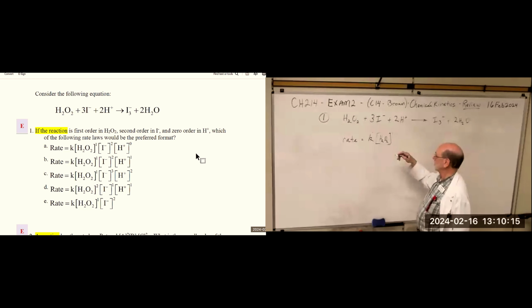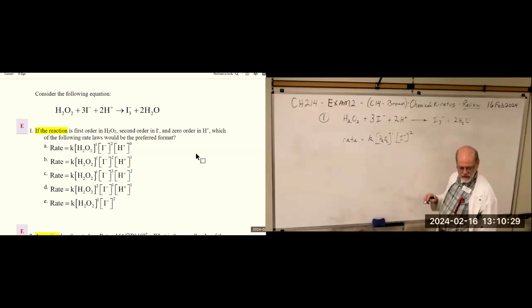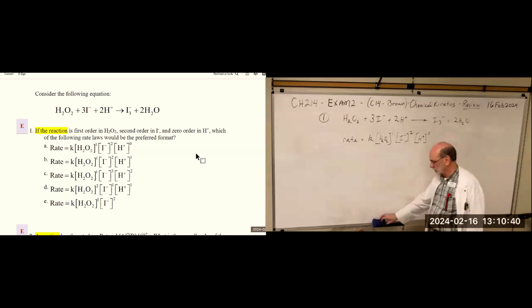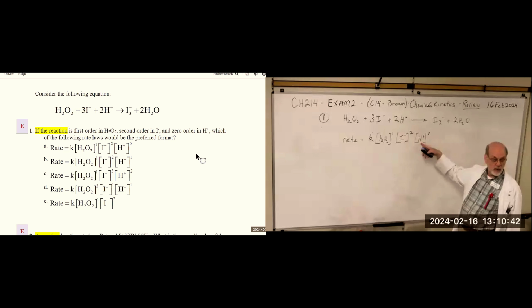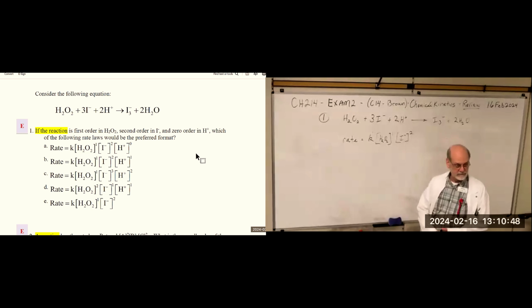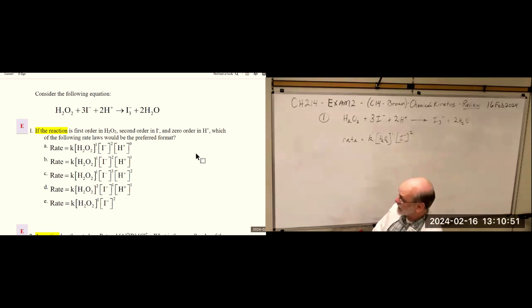Well, it could, but just to be thorough. And then second order in the iodide ion. Second order. And then it says 0 order in hydrogen ions. Okay. So what does that mean as a practical matter? That's equal to 1, isn't it? Right. So that's the rate law. That's why E is the answer instead of A.